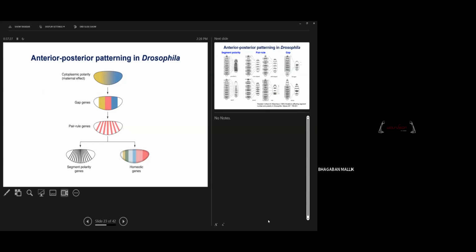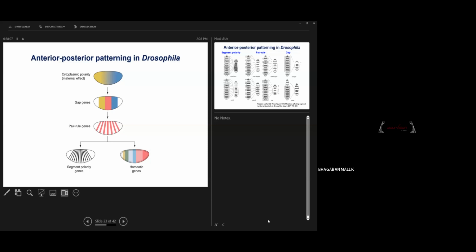Then I'll be talking about how anterior-posterior patterning happens in Drosophila and what genes are required for it. You have three distinct sets of genes. One is cytoplasmic: some of the genes that are carried from the mother Drosophila. These are called maternal genes. They help in cytoplasmic polarity. You have the gap genes, then the pair-rule genes, then the segment polarity genes and homeotic genes.